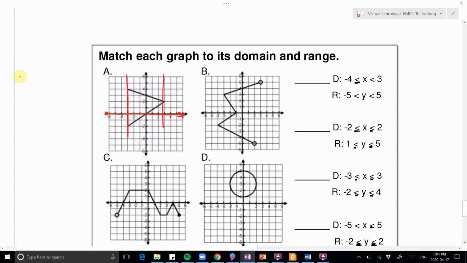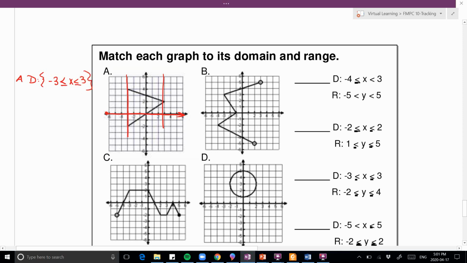So for A, domain is going to be between -3, and because that line goes right on top of there, it's going to be a part of the data set, 2, 3. Once again, it touches, so it's going to be a part of the data set, and that's my whole data set.